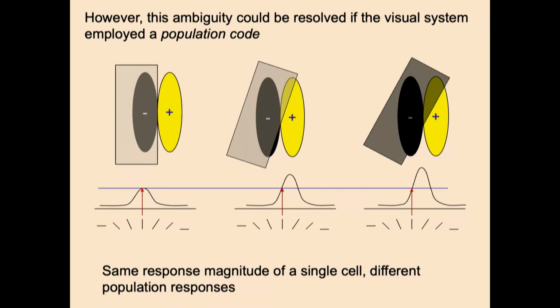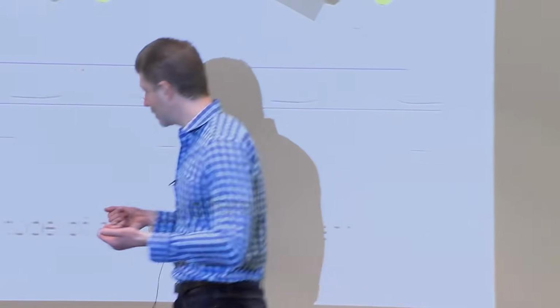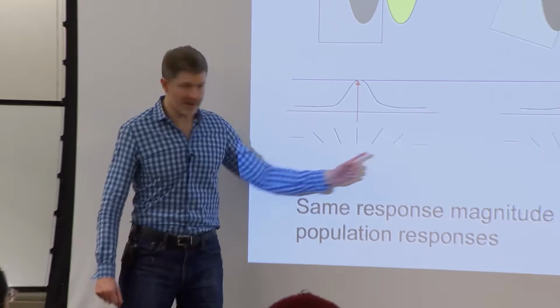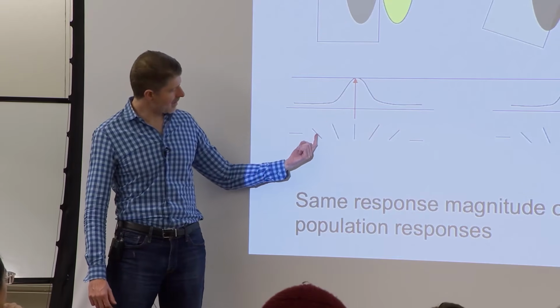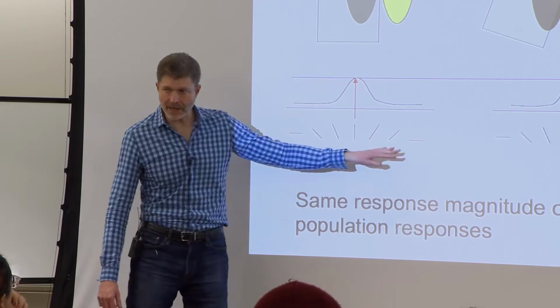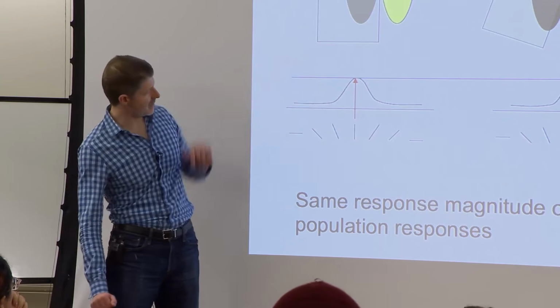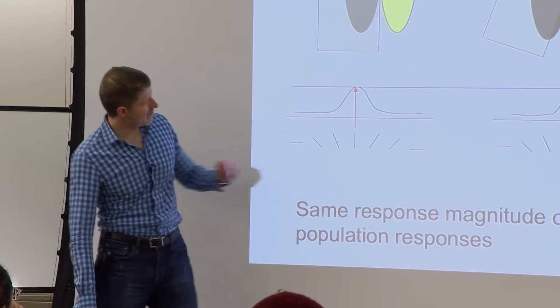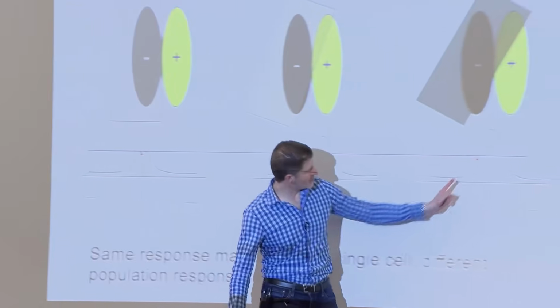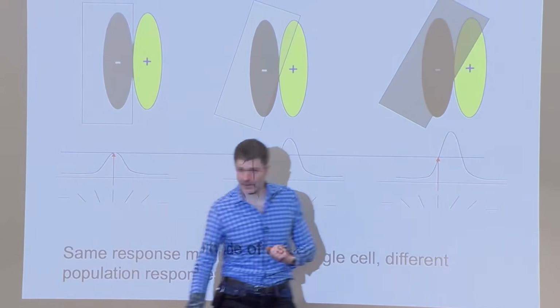This is a really important idea: the ambiguity between these different stimulus dimensions can be resolved by employing a population code. Instead of one neuron that we're measuring the response for, we've got a whole population. The preferred orientations are indicated by these line segments. This is the response across a population of neurons to this stimulus. This is the response across that same population to this stimulus. And here's the response across that same population to that stimulus.